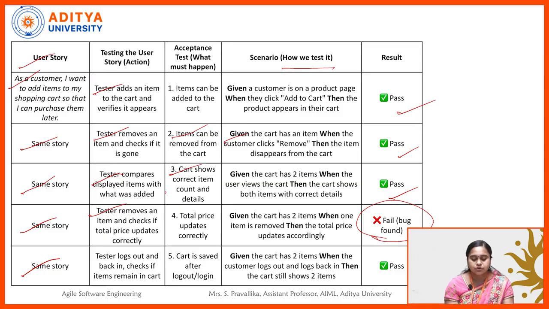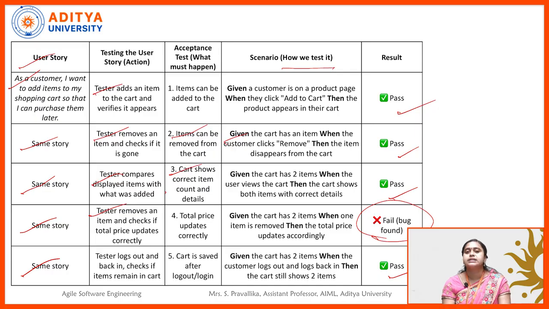So in the testing user story, a tester logs out and logs back in, checks if the items remain in the cart or not. So what will be the acceptance test now? Cart is saved after logout and login. So the cart will be saved with the complete list of items before logout, and after login also will be having the same things existing. So given cart has 2 items, when the user logs out and logs back in, then the cart still shows 2 items. So even after logout and login, the cart is still showing the items correctly. Then we can say the result is completely passed.